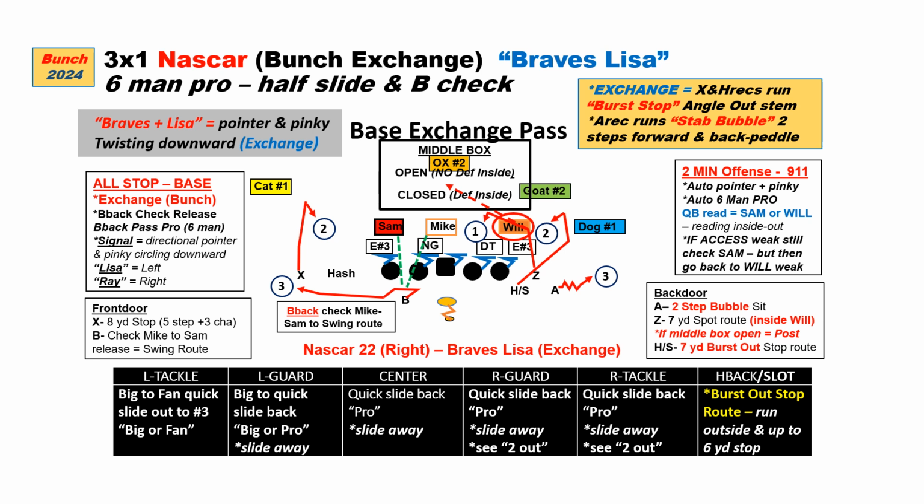Last, we can use something from University of Oregon and their spacing concept from a bunch formation 3x1. We simply call this a bunch exchange. Now the Z and the H will exchange routes. The Z runs the spot route. The H will burst out on a 45-degree angle to the outside to create space and then run his stop route. Quarterback still reads the Will, going inside out, 1, 2, 3.